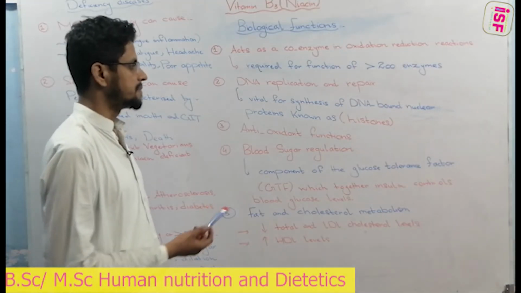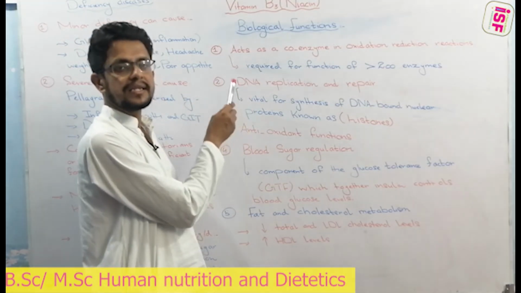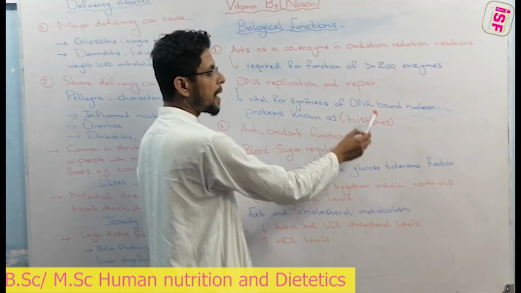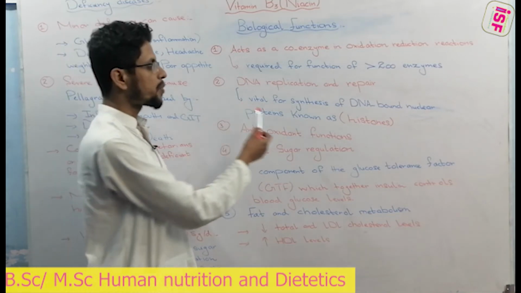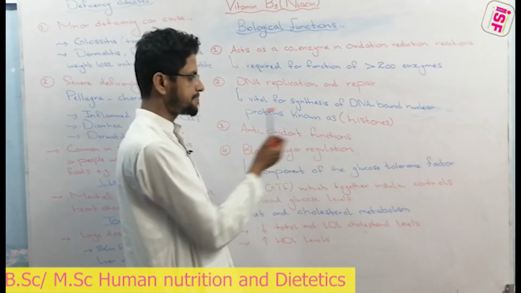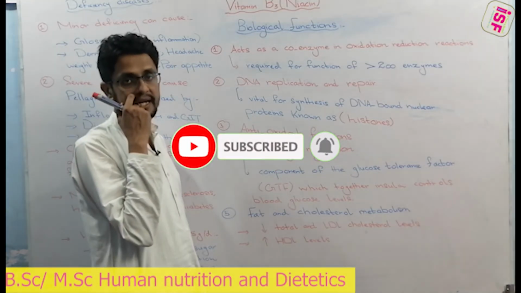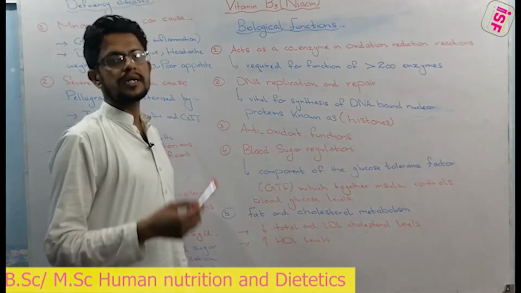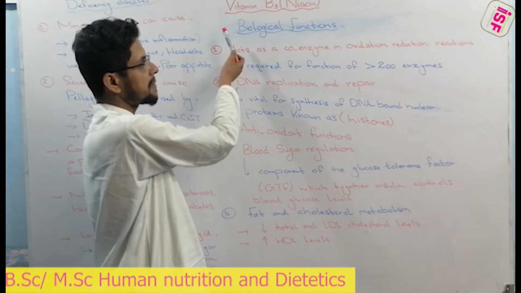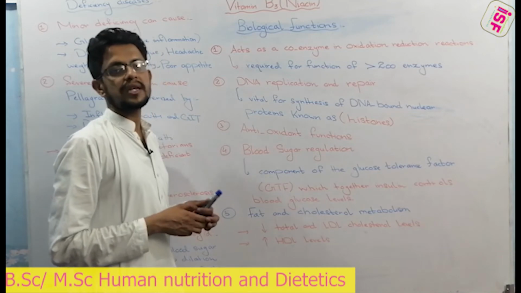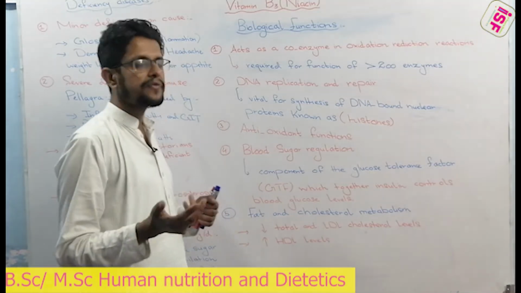of the DNA. So it is also required for the vital synthesis of the DNA-bound nuclear proteins, and these DNA-bound nuclear proteins are known as histones. The third function is that it also participates as an antioxidant. The cellular antioxidant defensive system is also dependent on vitamin B3.